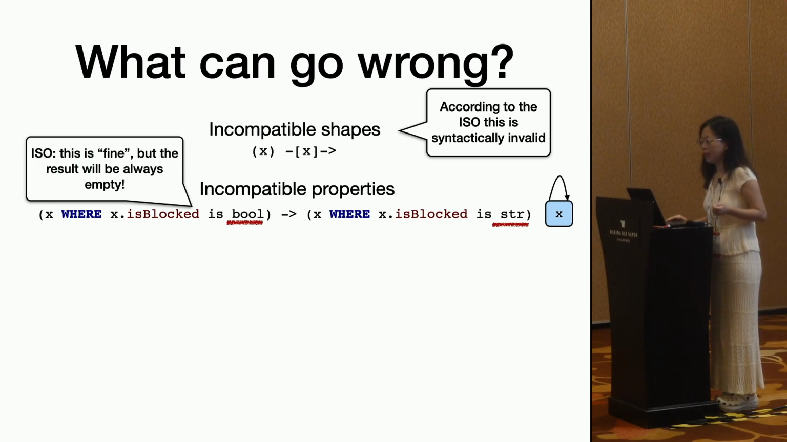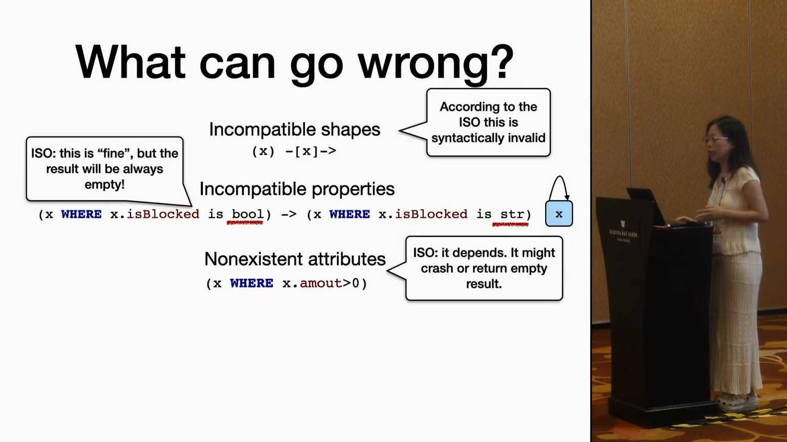You could also have incompatible properties. So for instance, you could say the property is blocked of a node is Boolean, and also it's a string at the same time. Then if you do the path query, which is like a self-reference, a node that goes from the source and the target is the same node. So this is fine, because it's going to test the property is both a Boolean and a string, then the result is always going to be empty, because there's no node that satisfies these two things.